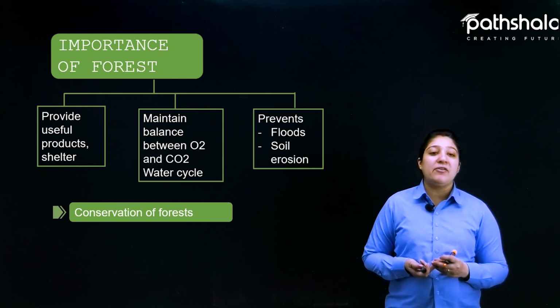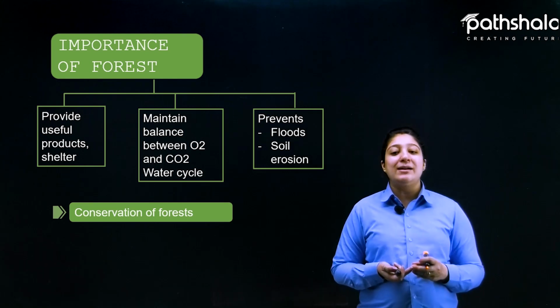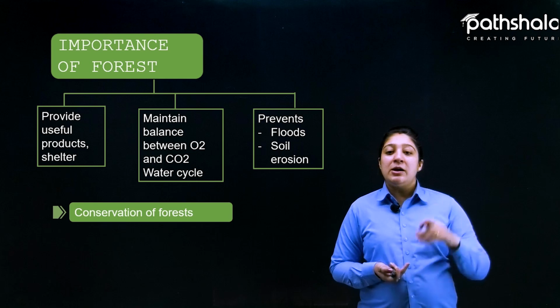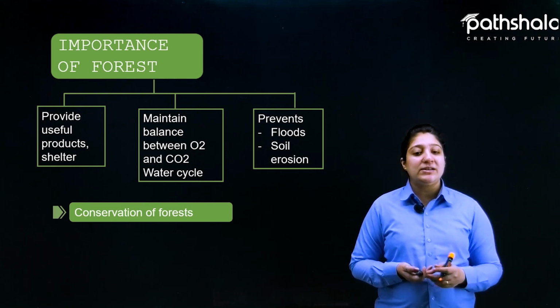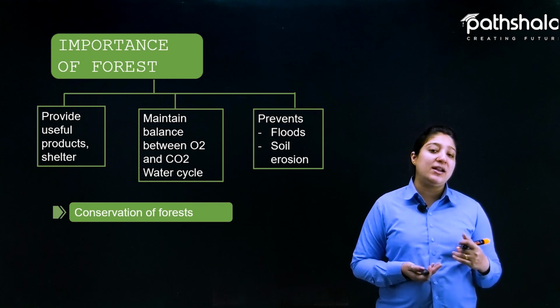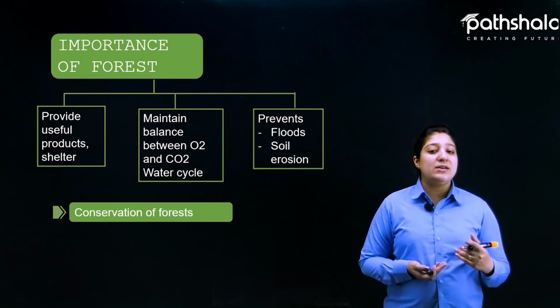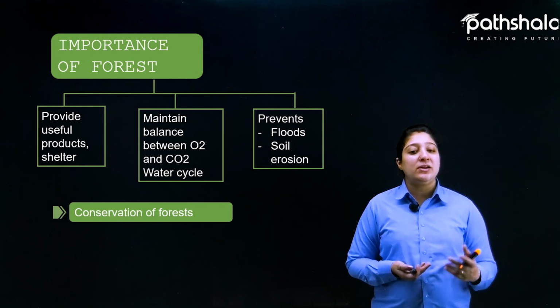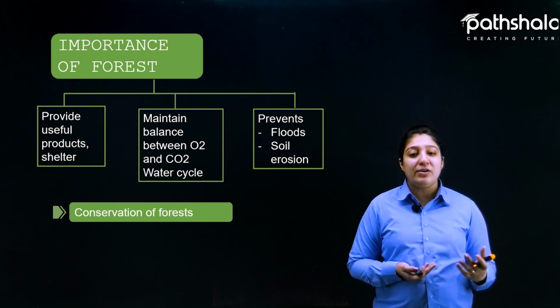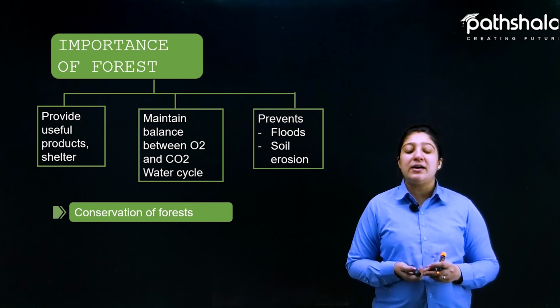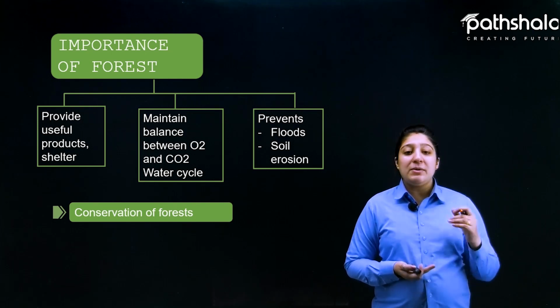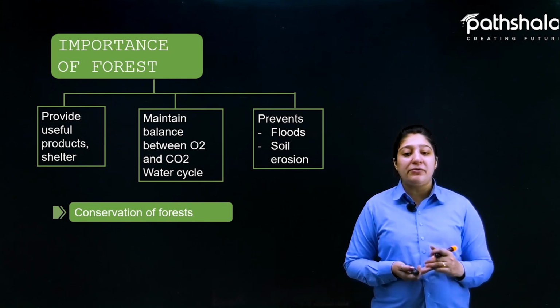And at last we moved to our main topic, that is the conservation of forests. Different activities are going on on the earth's surface, like deforestation, which is resulting in many consequences like increased pollution, increased soil erosion, increased floods, and loss of habitat of the living organisms that live in the forest. It becomes our duty to conserve forests.